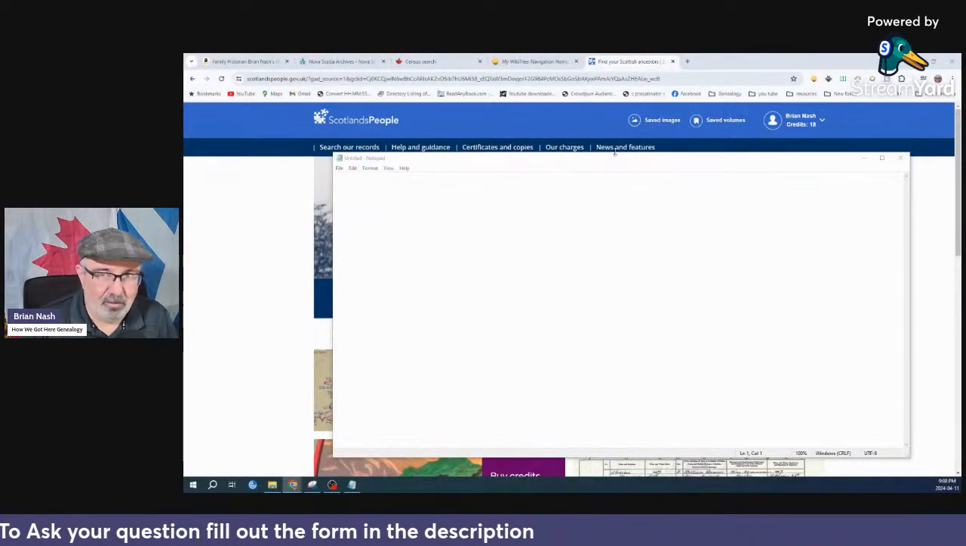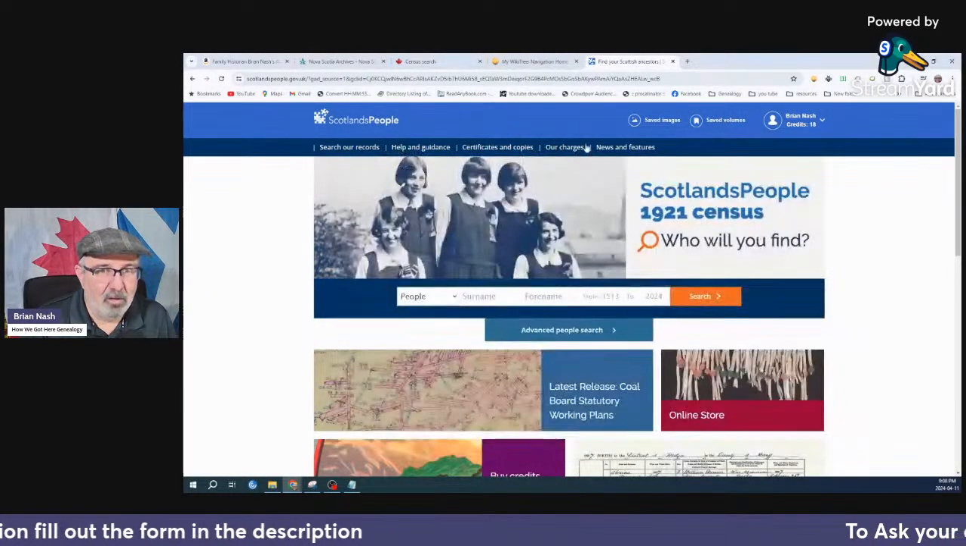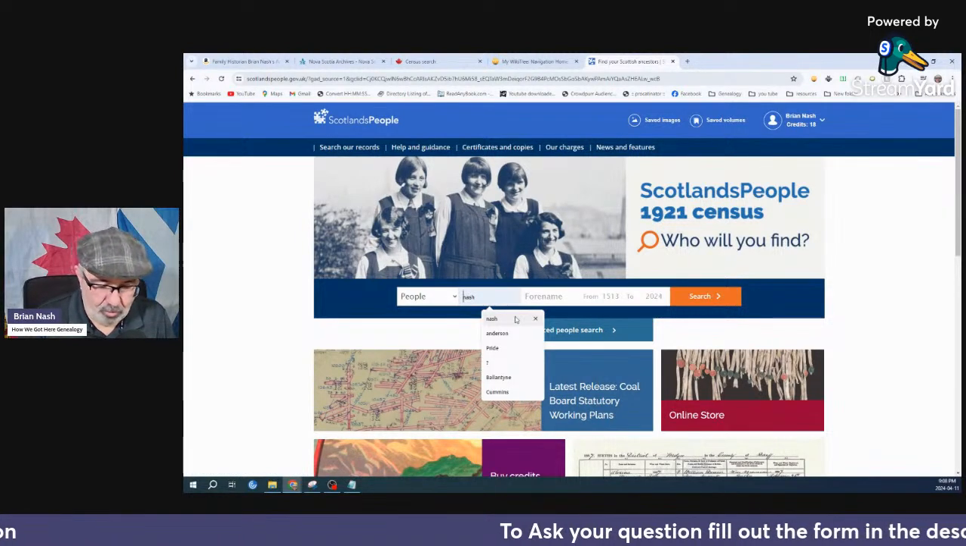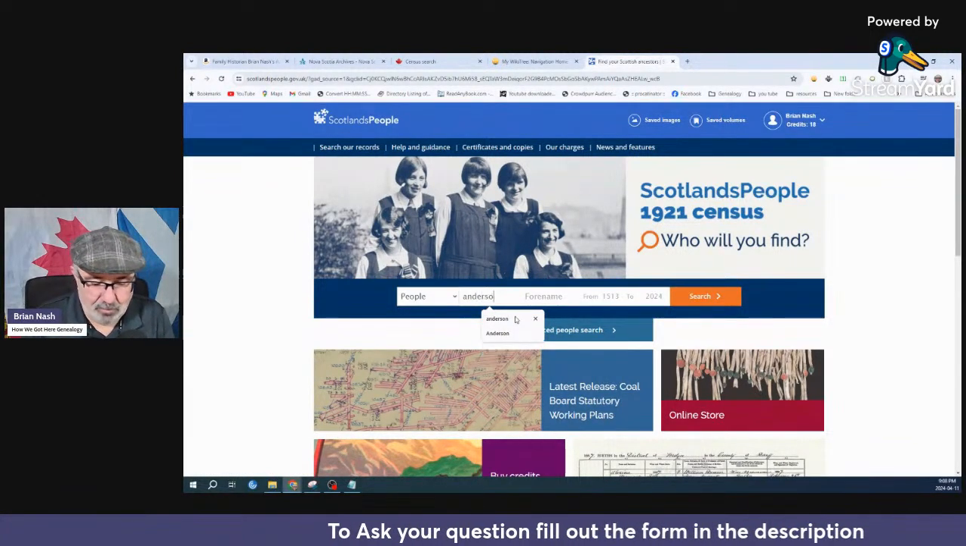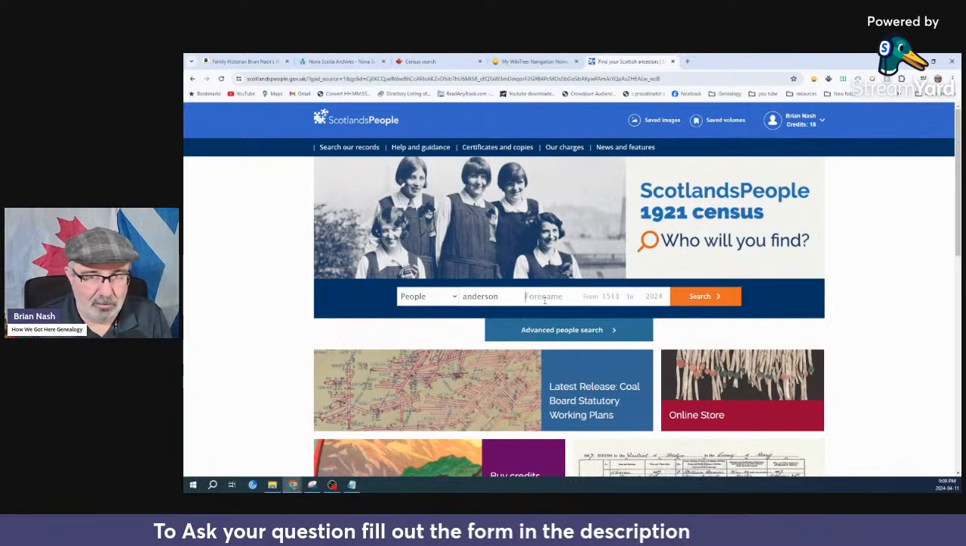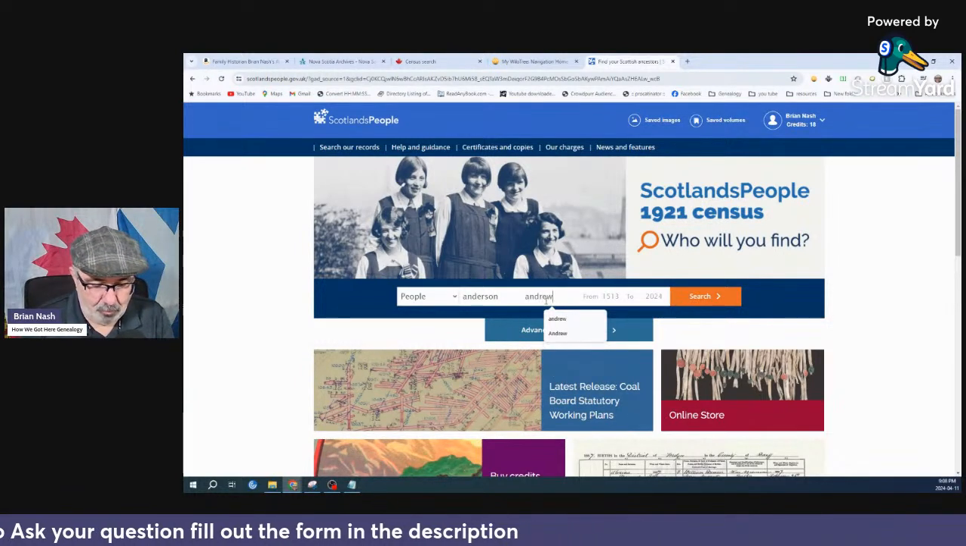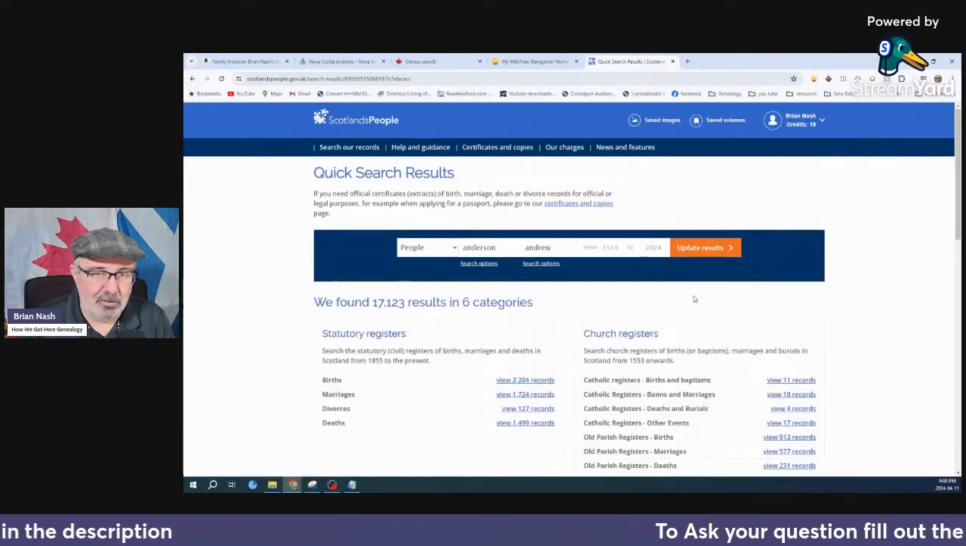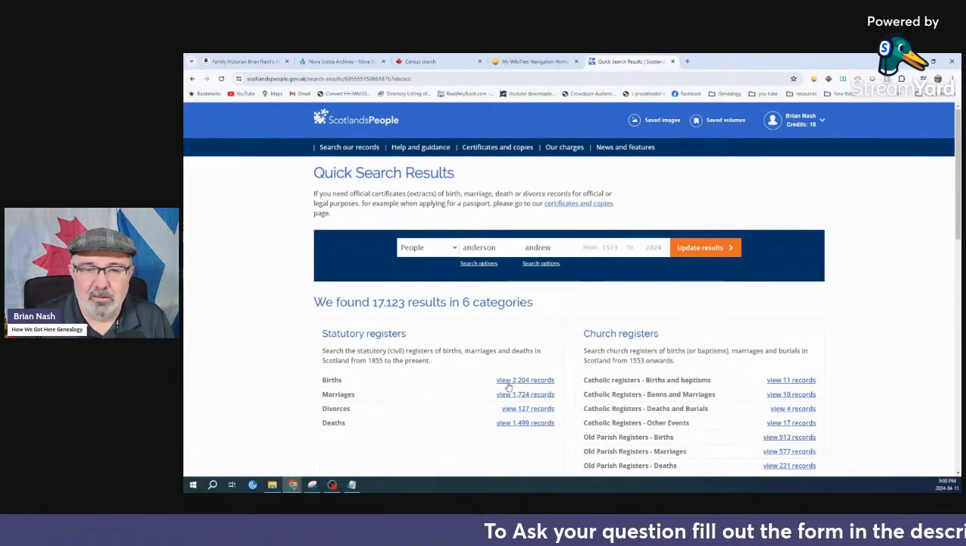And the reason is it's very important. So if I'm searching for anybody, so I'm going to do one of my searches that I know I have Andersons, and I'm going to search for an Andrew. And at this point for this demonstration, I'm not really concerned if I'm looking at the right person. Let's look at birth records.